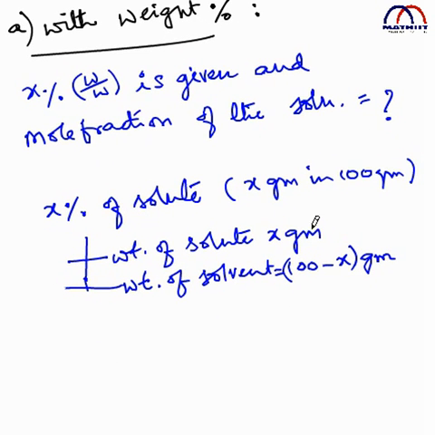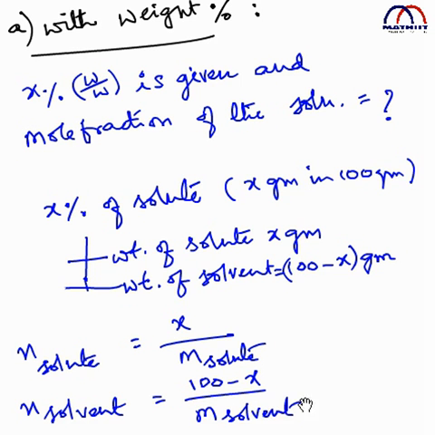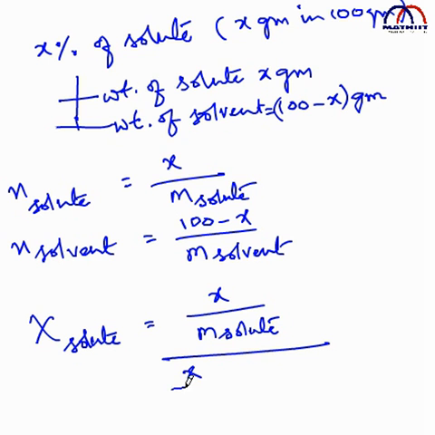Now we have to find out the number of moles of solute. Number of moles of solute is equal to X grams of the solute over the solute molecular weight. Similarly, if you want to find the number of moles of the solvent, that is equal to 100 minus X by the molecular weight of the solvent. Now if you want to find the mole fraction of solute, it is equal to the number of moles of solute, that is X by M solute, divided by the total number of moles, X by M solute plus 100 minus X by M solvent.